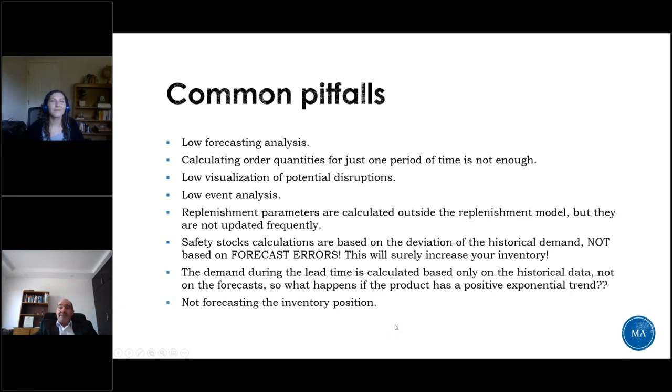Safety stock calculations too, based on the deviation only of the historical demand, not based on forecast errors. This will surely increase your inventory. And my question here would be, why are you forecasting then, if you're not using the forecast error to calculate your safety stocks? Okay, and the demand during the lead time, calculated based only on historical data. Again, not on forecast. No, you have to use your forecasting data, and not forecasting the inventory position. That won't give you visibility.